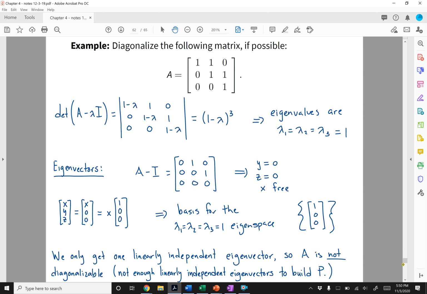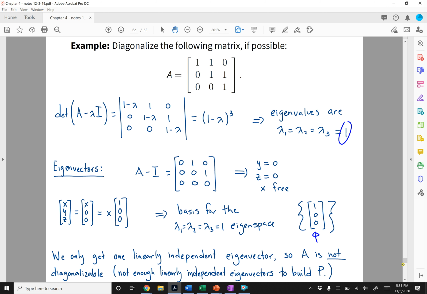And if you try to diagonalize this matrix, you'll end up with problems. Sorry, the eigenvalues are all 1, with an algebraic multiplicity of 3. But when you subtract 1 from the diagonals, you get that y and z are free variables, and you only get a line in the eigenspace. You could only get one eigenvector.